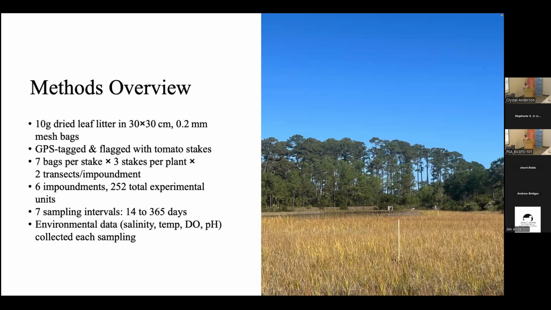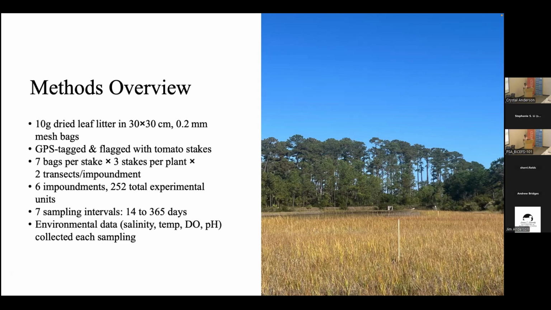GPS points. I had tomato stakes and I flagged them. So I had 7 bags per stake, 3 stakes per plant, and 2 transects per impoundment. If you do the math and total that up, it will be 252 total experimental units. There were 7 sampling intervals, the first from 14 days to a year, 365 days.